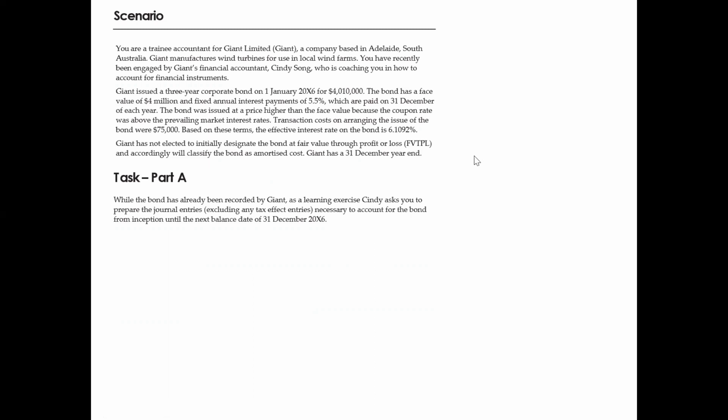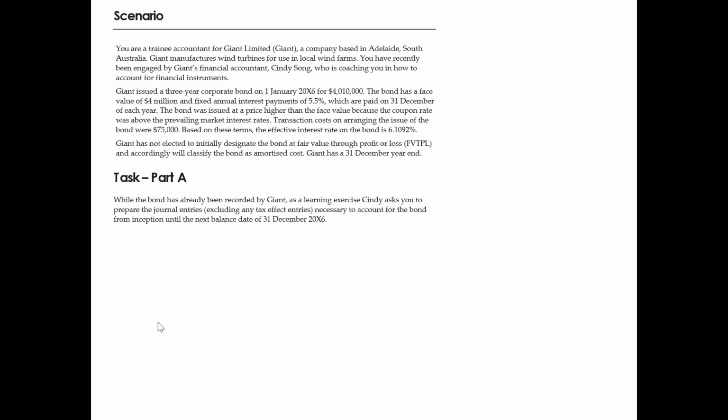Yes, the bond was issued for $4,010,000, but is this a financial asset or a financial liability from the company's perspective? What do you guys think? When a company issues bonds, is that a liability or an asset? Okay, it's going to be a financial liability. They're issuing bonds, so in other words, they're borrowing money from the market.